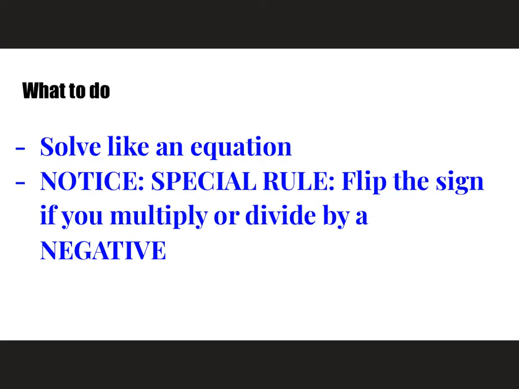What to do? We're going to just solve inequalities like equations, but there is one special rule. You are going to flip the sign if you multiply or divide by a negative number. Which means if you had a sign like this and you multiply or divide by a negative number, it turns into this. And if you got one like this, you get the idea, right? You flip it around if you multiply or divide by a negative number.